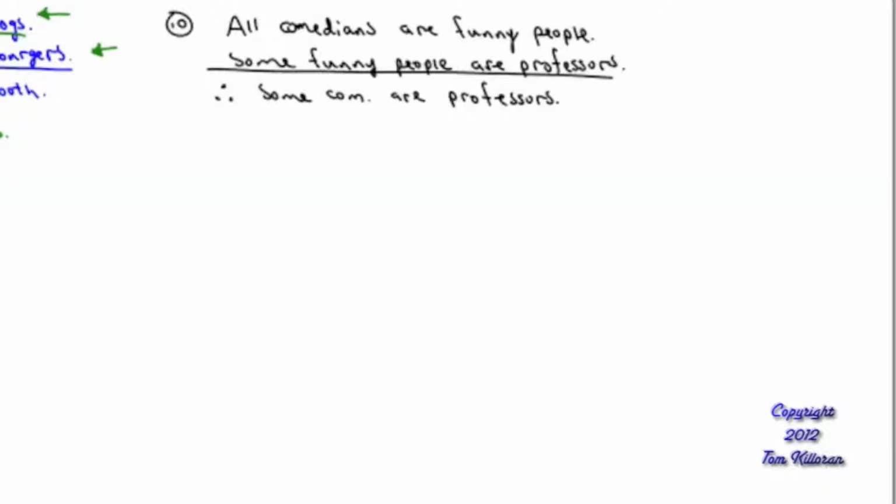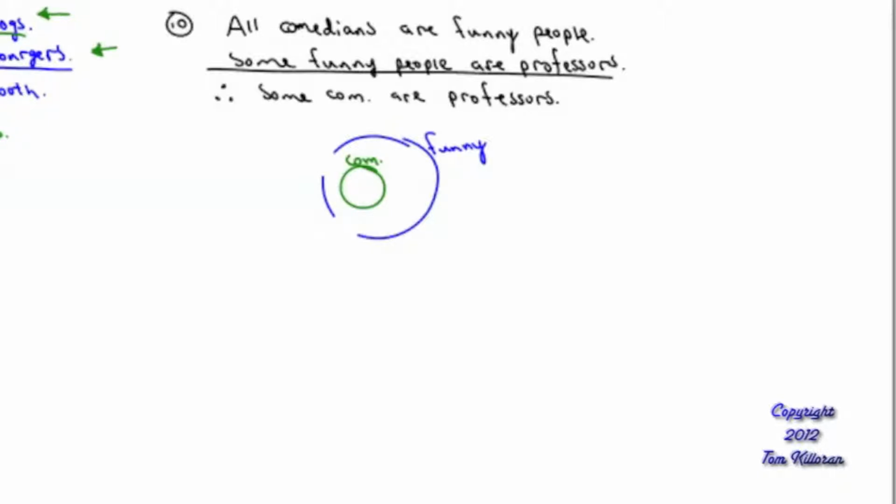All comedians are funny people. What circle's big? Funny. So let's put funny here. What goes inside of funny? The comedians. I'll just call them com. So here we have all comedians are funny people. Great. Second sentence: some funny people, that means some of these blue people, are also professors.